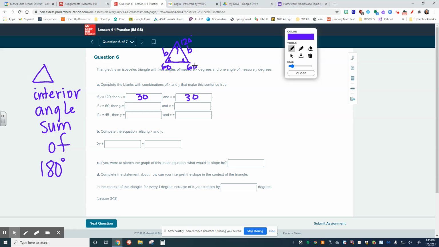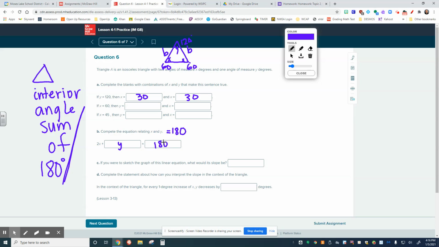When we talk about the equation, it says complete the equation relating x and y. We're talking about 2x plus blank equals y, or 2x plus what equals what. Think about back over here to the interior angle sum of the triangle. We know that the triangle's interior angle sum has to equal 180 degrees. So what we're talking about is twice the value of x plus the value of y is 180 degrees.